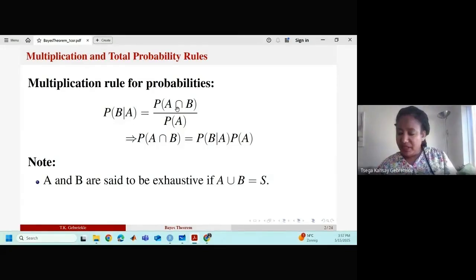If the probability of A intersection B is not known, but the probability of A and the probability of B given A are known, we can use the multiplication rule for probabilities to calculate the probability of A intersection B, which is the probability of B given A times the probability of A. And note that A and B are said to be exhaustive if their union is the sample space.